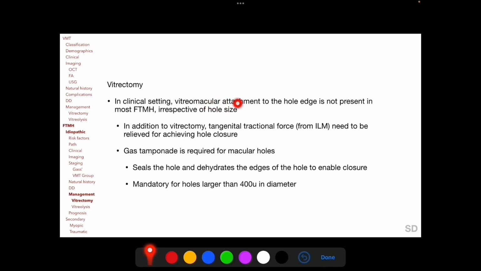Vitreomacular attachment to the edge of the hole, which induces anterior traction on the retina, is not present in most full-thickness macular holes presenting clinically, so in addition to vitrectomy, tangential tractional force on the retina induced by internal limiting membrane or by an epiretinal membrane, if present, needs to be relieved for achieving hole closure. Gas tamponade is a crucial component of surgery for macular holes, and the gas bubble seals the macular hole and dehydrates the edges of the hole to enable closure of the hole.